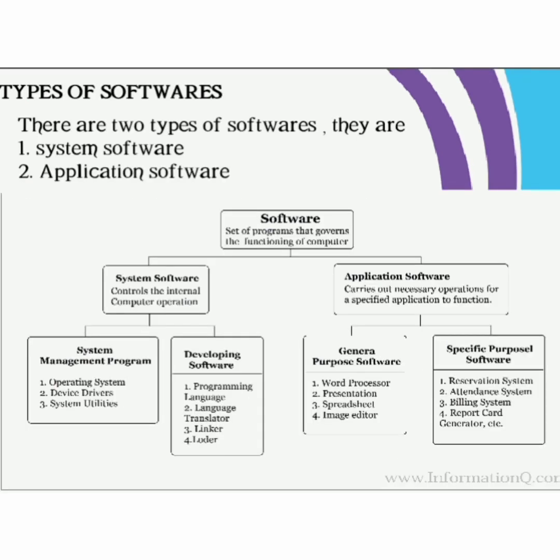Types of software. Mainly there are two types of software, that is system software and application software. System software is further divided into system management programs as well as developing programs, whereas application software is divided into general purpose software and specific purpose software. Now we'll discuss system software.